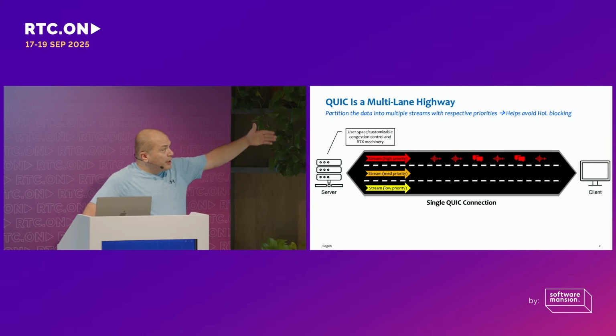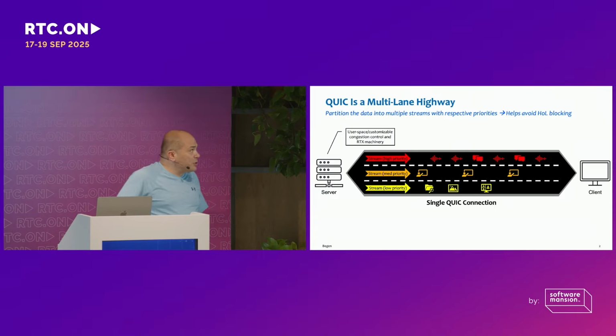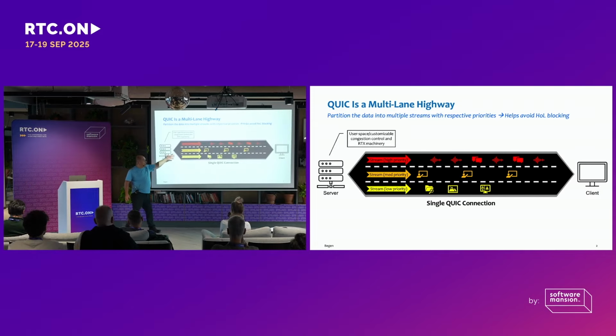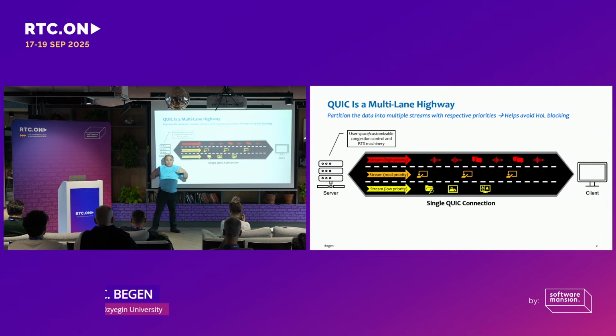So there are 3 streams in this case, and then streams can be prioritized relatively to each other. So high priority stream could be your text messages, your audio messages, and so on. Medium priority could be like your screen share if it is a video conferencing. And then low priority could be like file sharing or video streams and so on, right? It's all up to you.